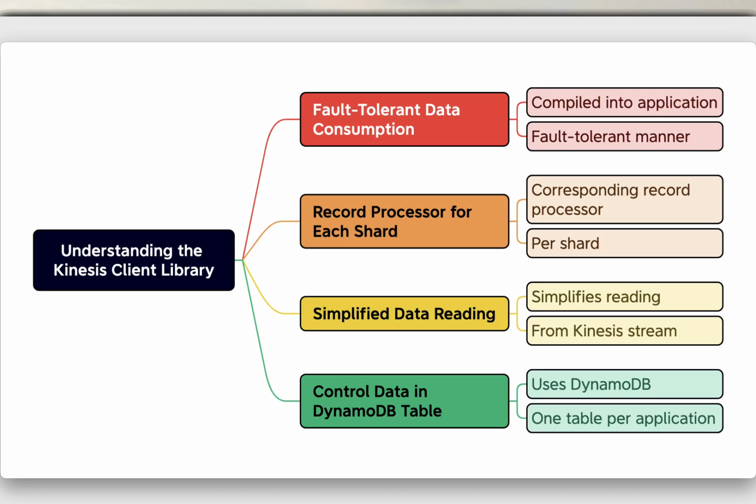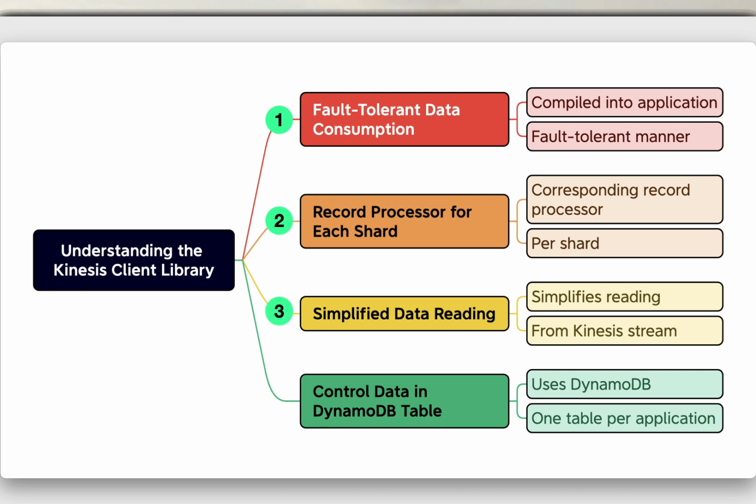Understanding the Kinesis client library. 1. Fault-tolerant data consumption. The Kinesis client library is compiled into your application, allowing it to consume data from a Kinesis stream in a fault-tolerant manner. 2. Record processor for each shard. For each shard in a Kinesis stream, there is a corresponding record processor running to process the data within that shard.